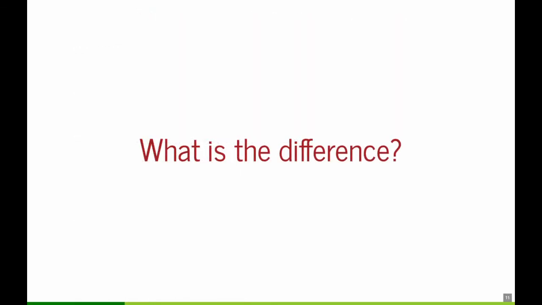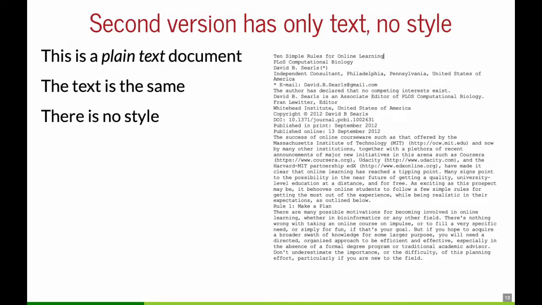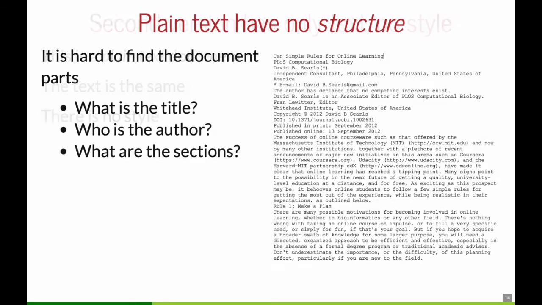So what is the difference between these two versions? The first version has text and style at the same time. It is a rich text document in which it is easy to identify titles and sections. The second version is plain text. Some people say boring text. There is no style. There is nothing that helps us understand who the author is, or what the sections are.